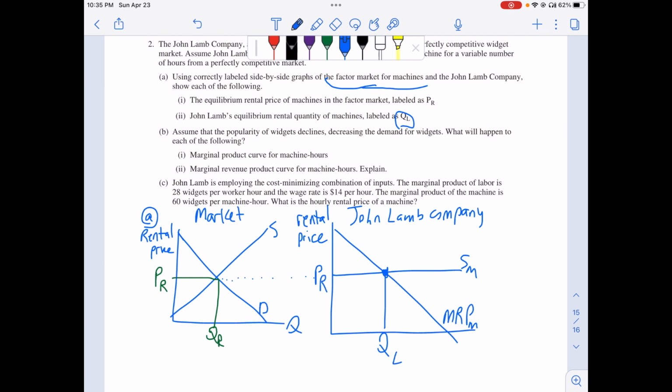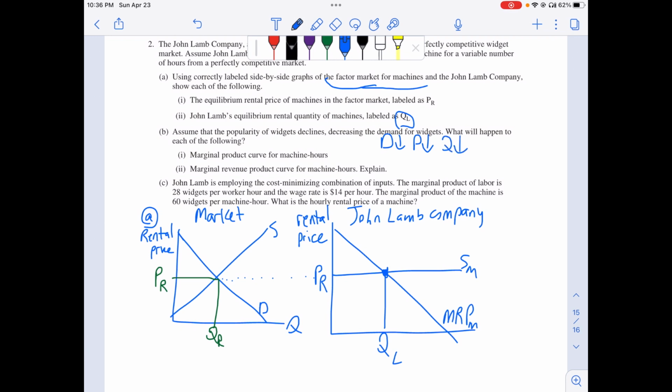Okay. Part B. Assume that the popularity of widgets declines, decreasing the demand for widgets. What will happen to each of the following? The marginal product curve for machine hours, marginal revenue product curve for machine hours. So here's the deal. What happened? The demand for widgets decreases. As you know, when the demand goes down, price goes down, quantity goes down.